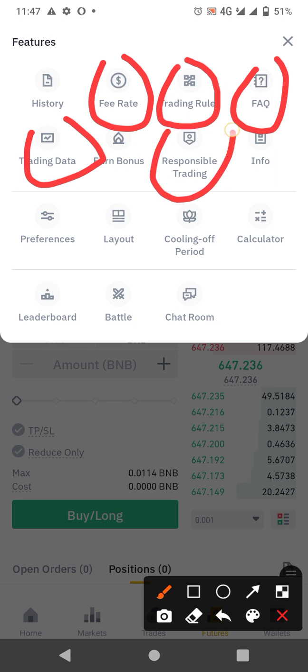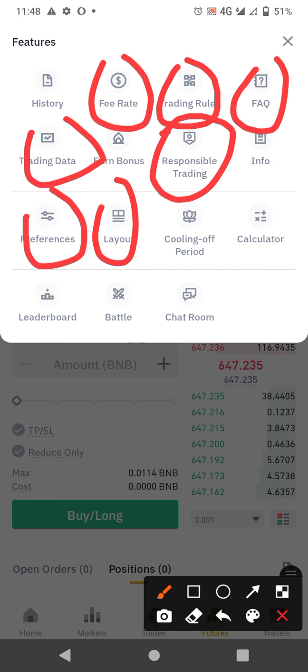This trading is just advice you are giving, just like risk management. But Binance will not be responsible for any of your loss. So trade responsibly. The preference, the layout, all these things.